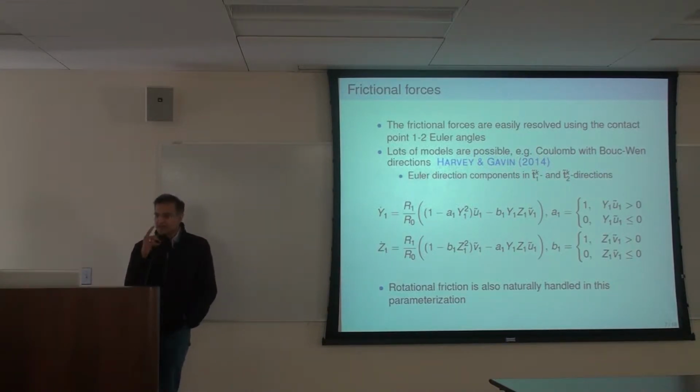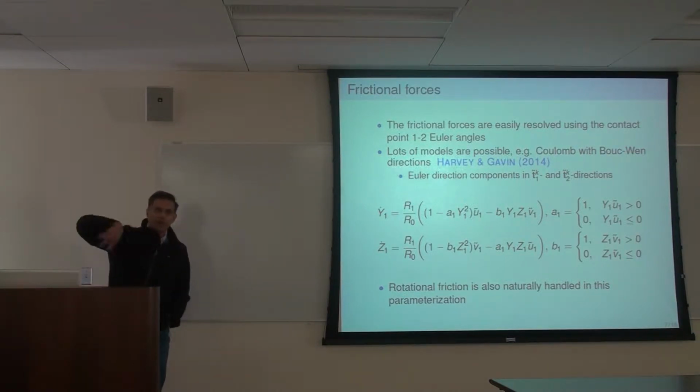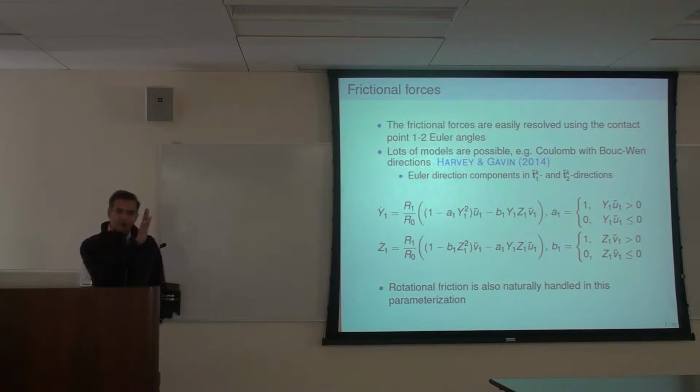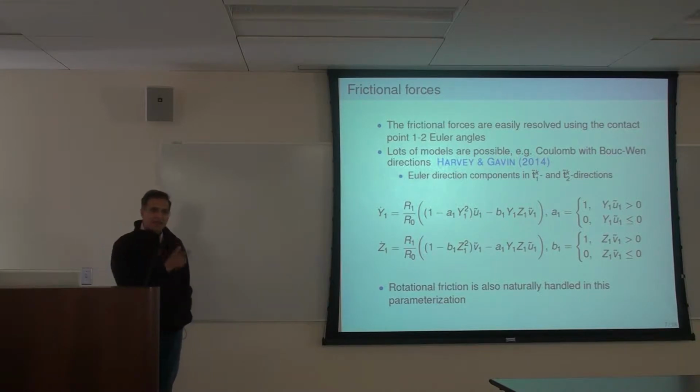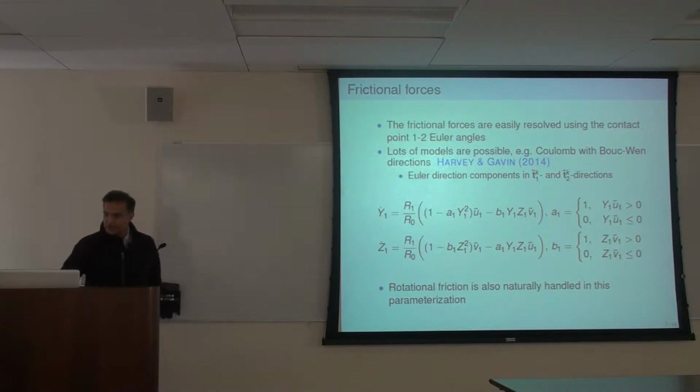The frictional forces, then, what we've done is just simply use a Coulomb model using Bouc-Wen directions, so following some work done by Harvey and Gavin. So you have this classical Bouc-Wen thing. And with this also, because we're calculating the reaction point, we also have the rotational friction of the puck. So if the puck spins, you also get the friction force of the spinning in there. And because of the parameterization, these are actually easy things to calculate. They don't add excessive nonlinearity to the system.